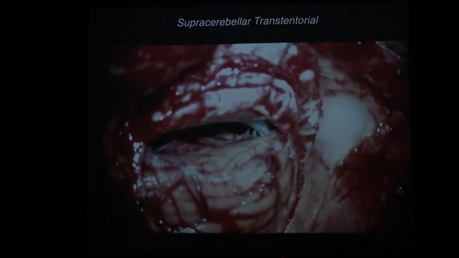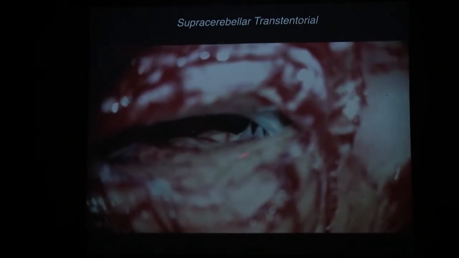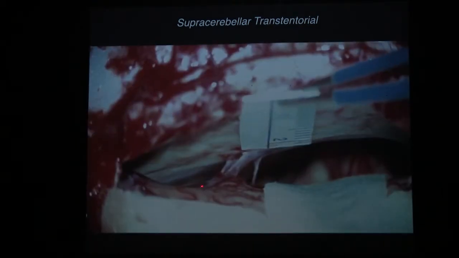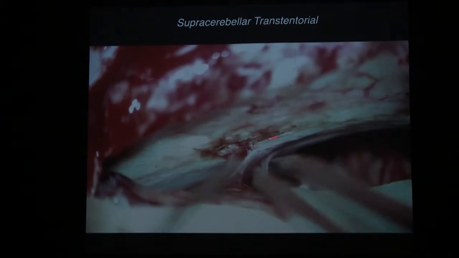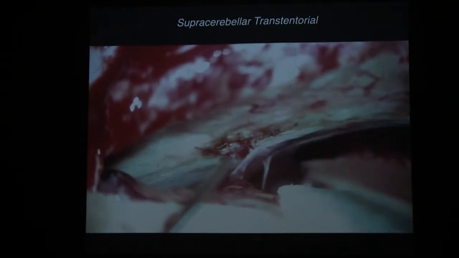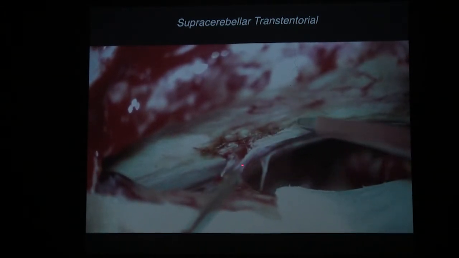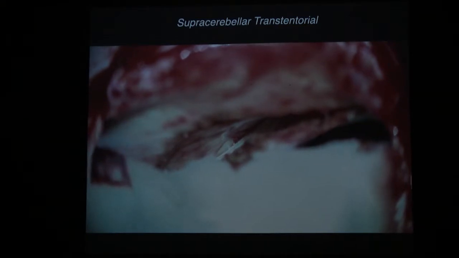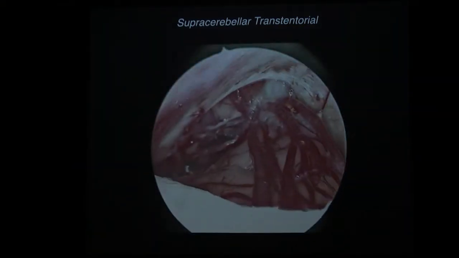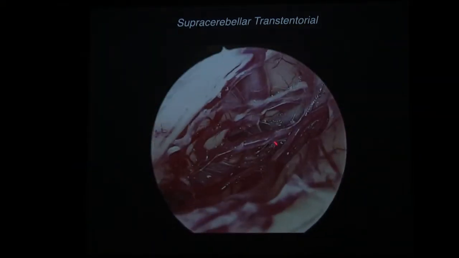Again, we release CSF from the cisterna magna, and once the cerebellum is relaxed, we go inside. We measure where we have to do this cut in the tentorium, trying to preserve, if we can, these veins. If we cannot avoid it, we can coagulate them because they are quite lateral. We have a look always with the endoscope to get a good orientation.